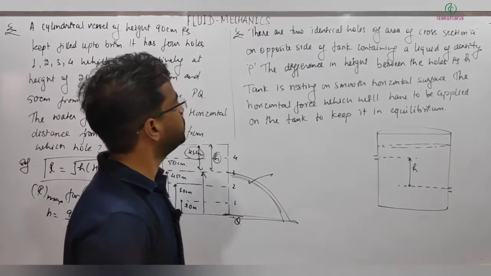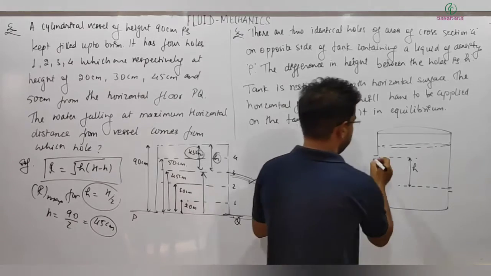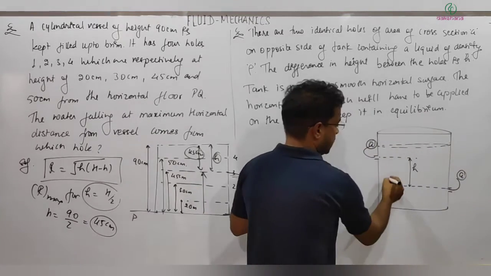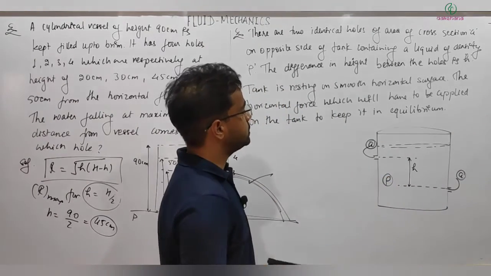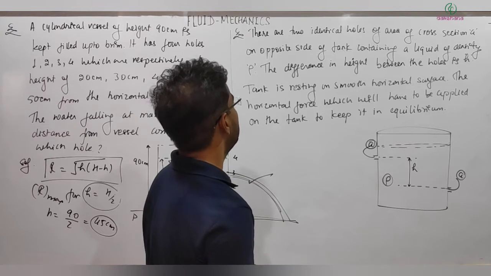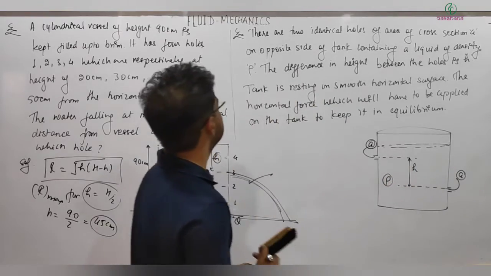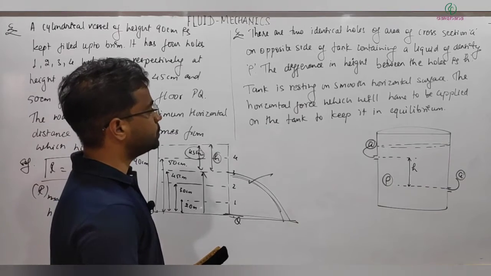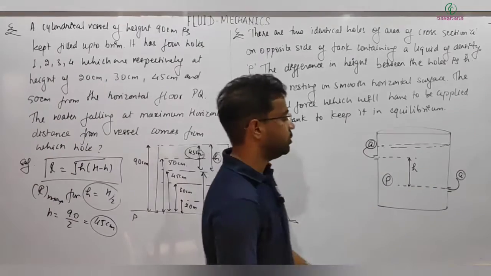There are 2 identical holes of area of cross section A. So here the area of cross section is A, and this is also area of cross section A. The tank is filled with liquid of density rho, and the 2 identical holes are on opposite sides of the tank. The difference in height between the 2 holes is given as small h. The tank is resting on a smooth horizontal surface. What horizontal force will have to be applied on the tank to keep it in equilibrium?